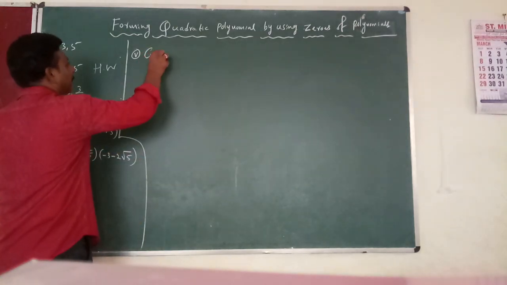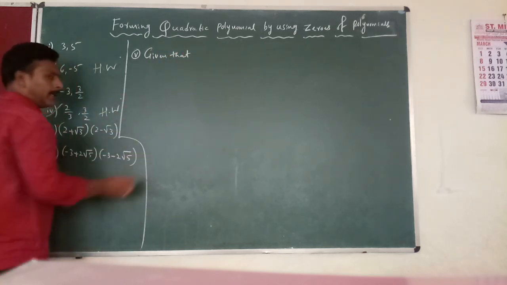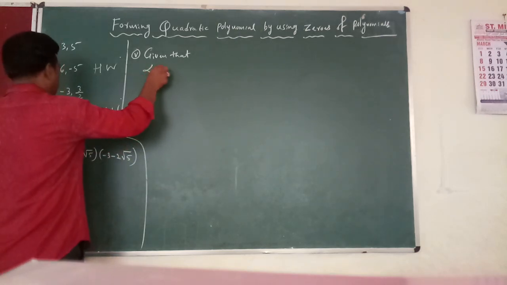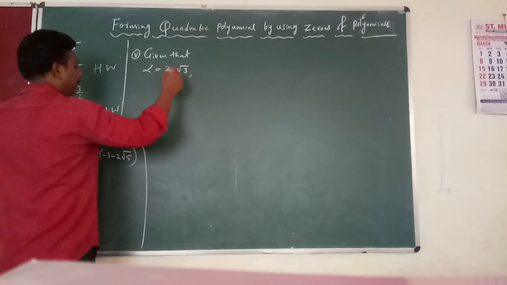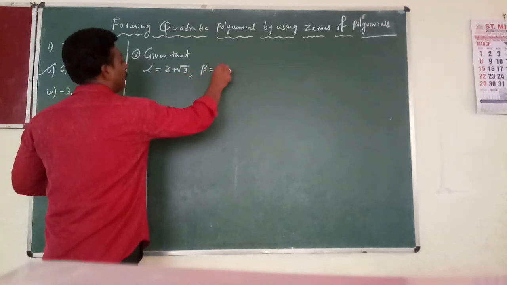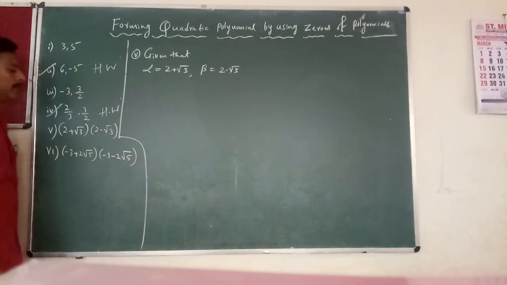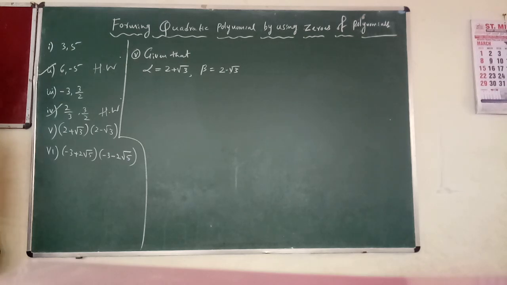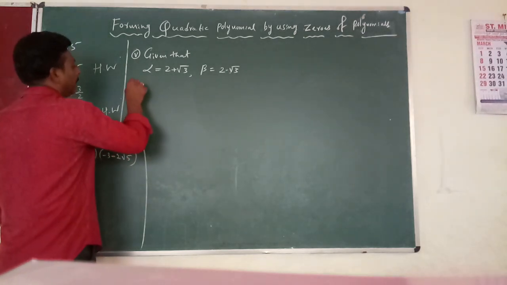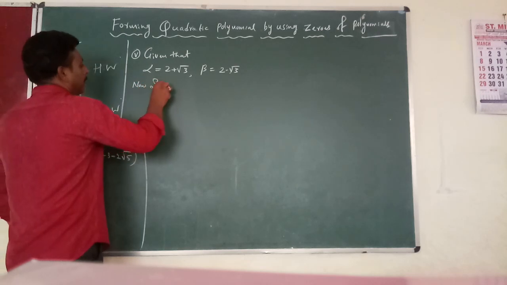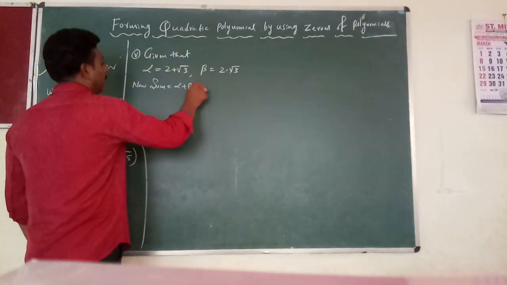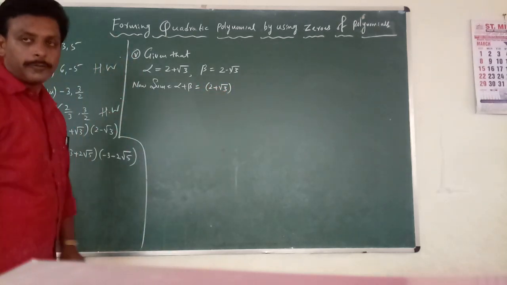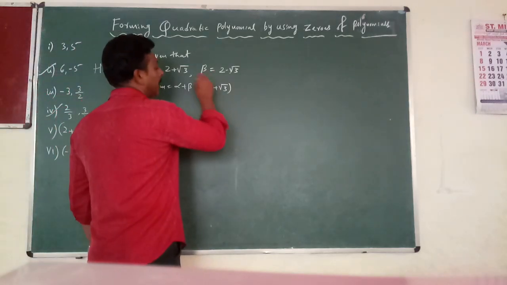Given that first bracket is alpha, second bracket is beta. Given that alpha is equal to 2 plus root 3 and beta is equal to 2 minus root 3. You can say first bracket is alpha, second bracket is beta. Now what to do? Sum of the zeros. Now sum is equal to alpha plus beta. What is alpha? Take a bracket because it is a binomial. If you take a bracket, it is good for your health. Otherwise you may make a mistake.